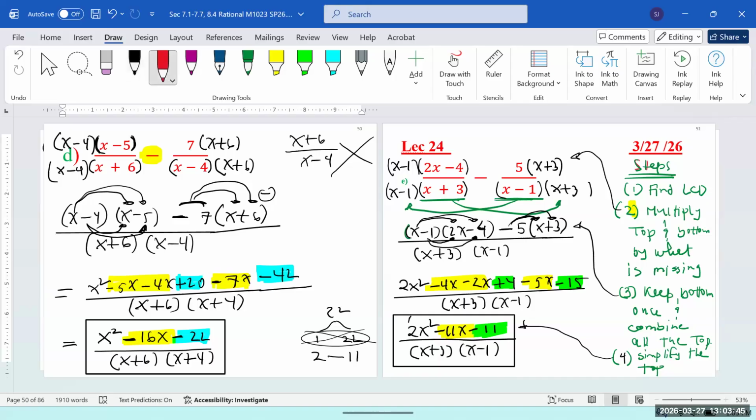So if you want to check, you have to use the AC method. A times C is 2 times negative 11. That gives us negative 22.